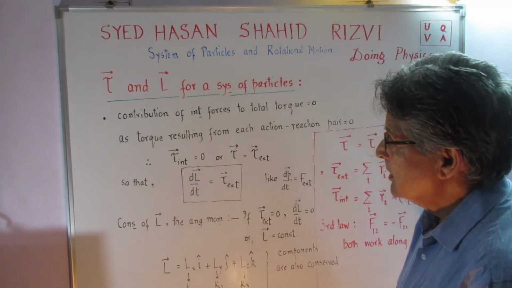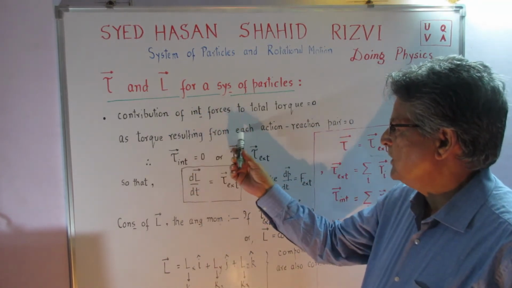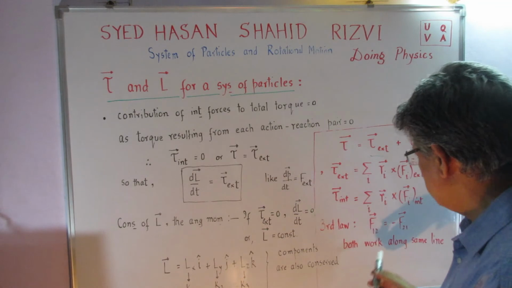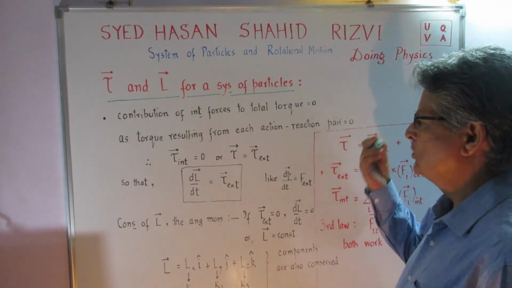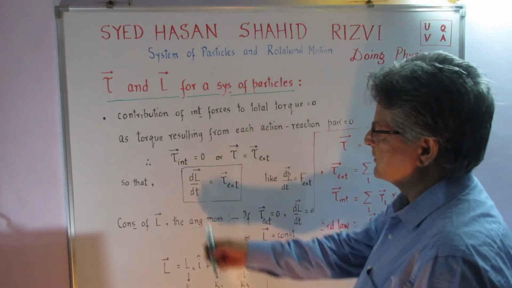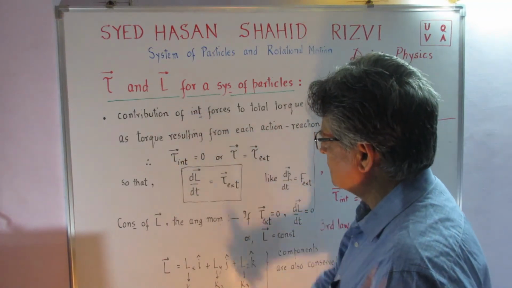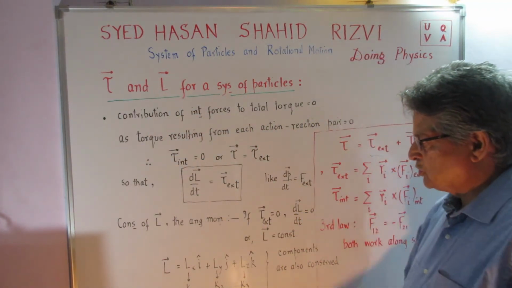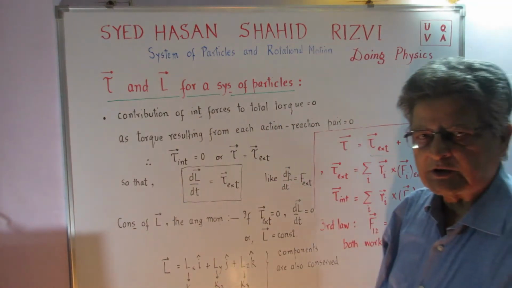Why? Because the torque resulting from each action-reaction pair, F12 equal to minus F21, is equal to 0. So therefore what we find is that the net internal torque is equal to 0, and therefore the total torque turns out to be equal to the total external torque.